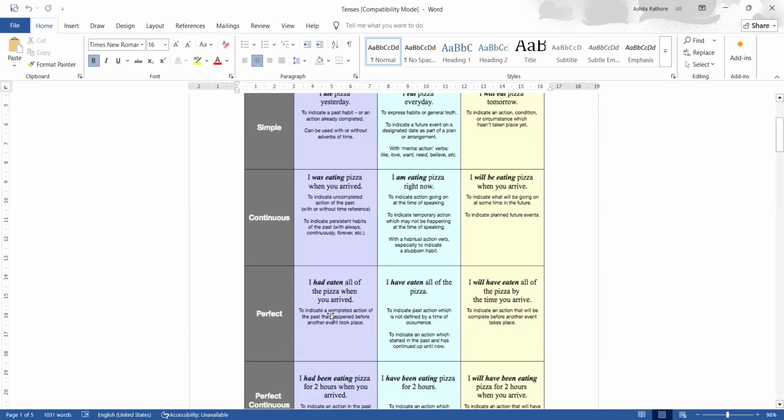The future it'll be. What is the construct format for the verb? Will have plus third form of the verb. Will have plus third form. And for the other verb, it will be present simple, always.